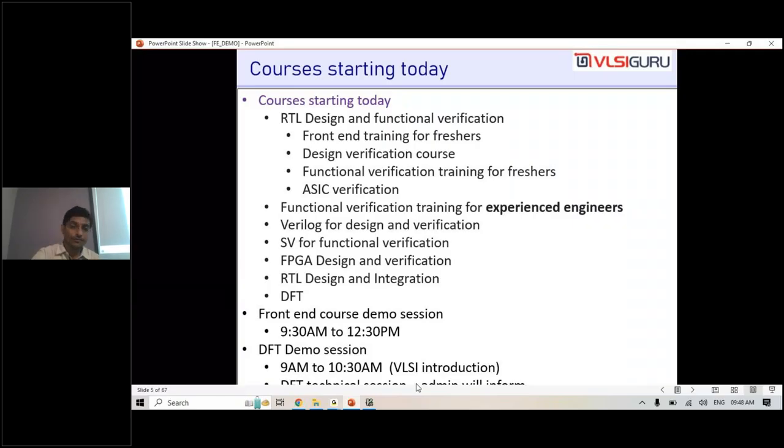And if some of you are looking for the FPGA course, let us know. There will be a separate demo session for that. And even for the RTL integration course, there will be a demo session. Please let us know, please connect with our admin. He will let you know the schedule for that. So this is a brief about the different courses we are starting today.